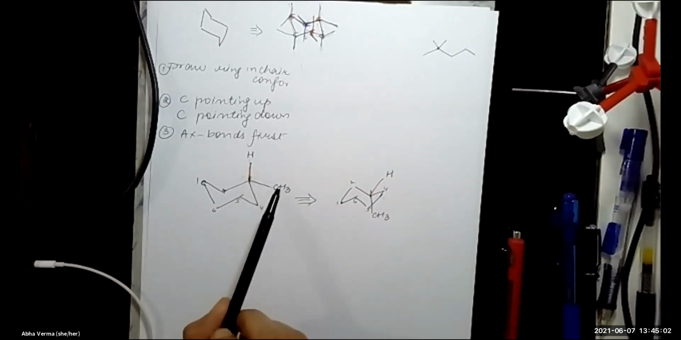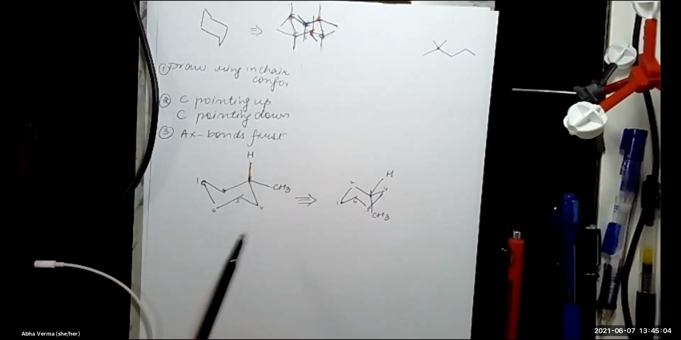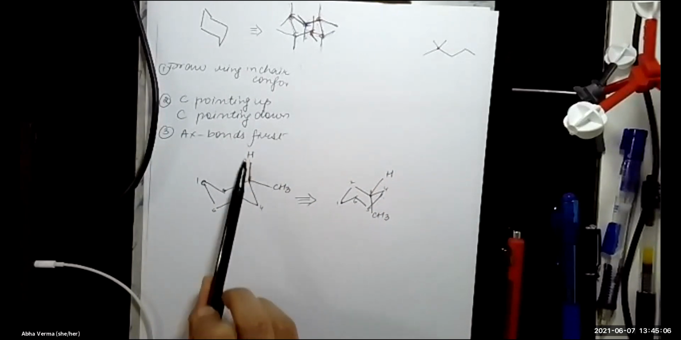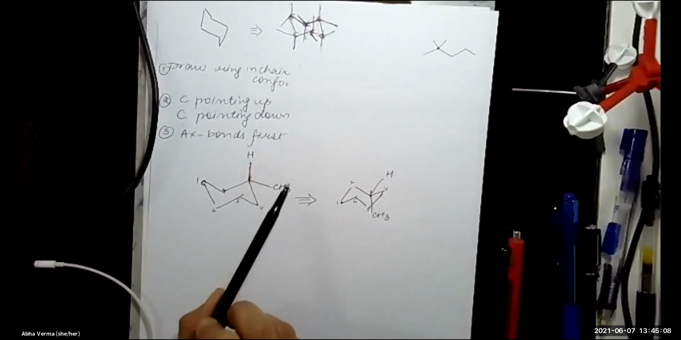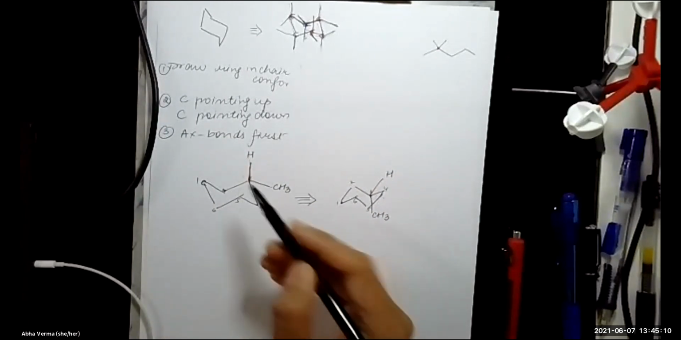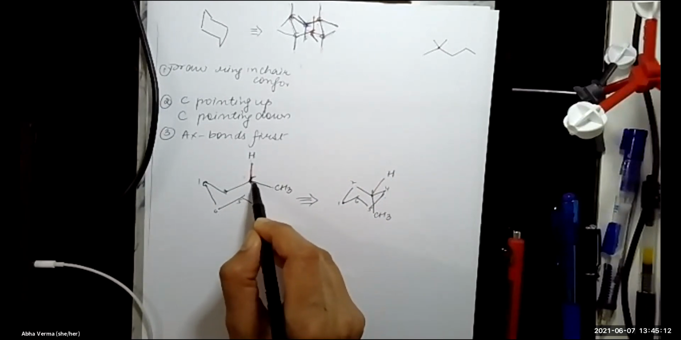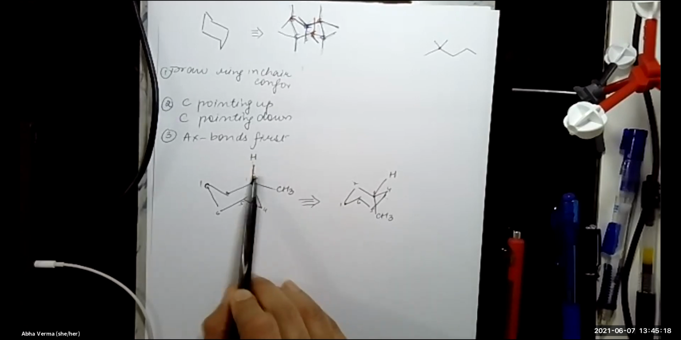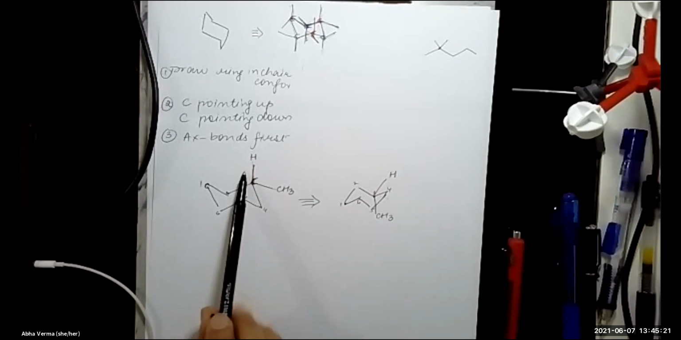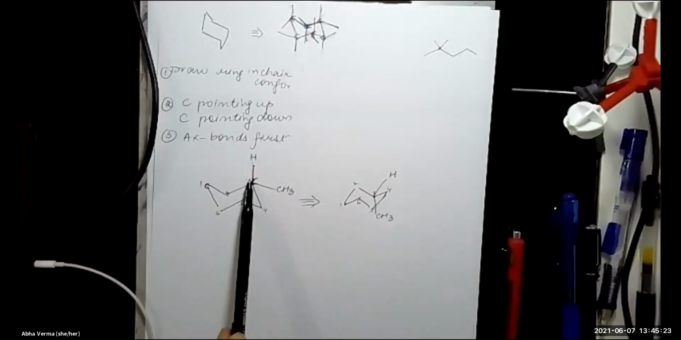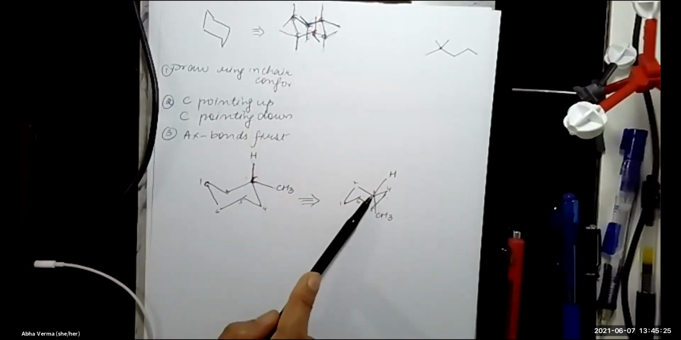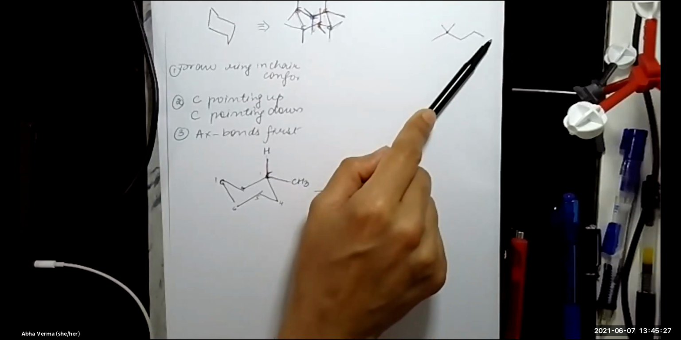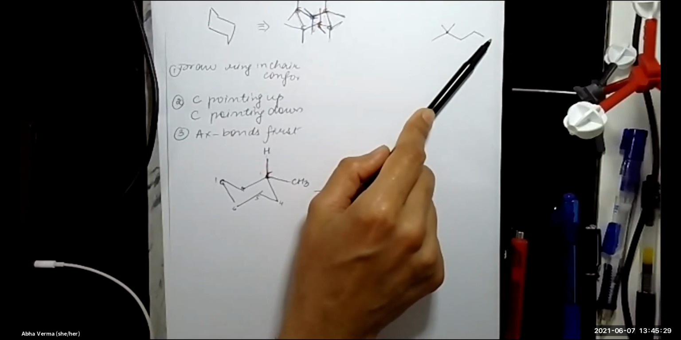So did I change the position of my groups? I did not change the relative positioning of my groups. The stereo center stays the same. The only thing that has happened is the axial has now become equatorial. The axial was facing upwards. The equatorial is also still facing upwards.